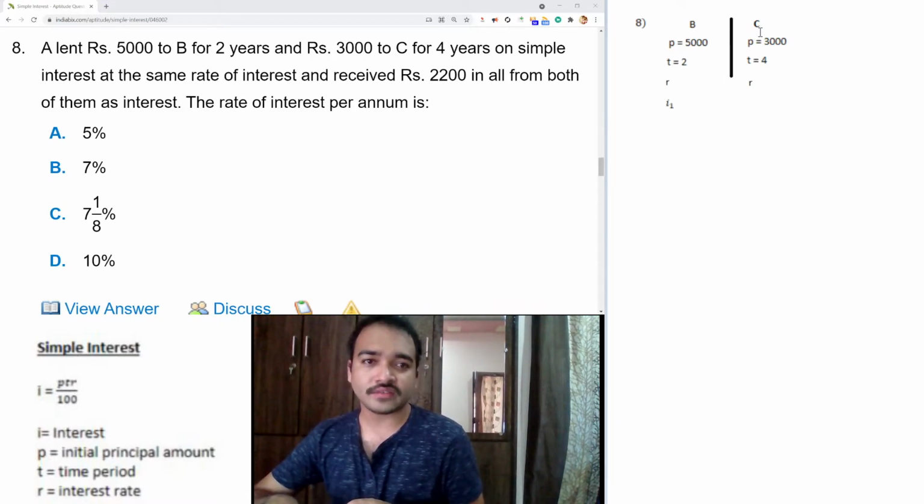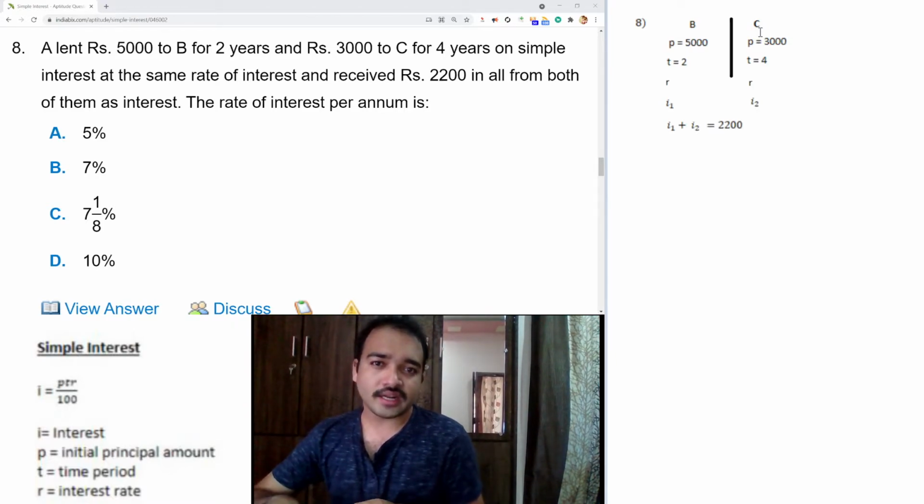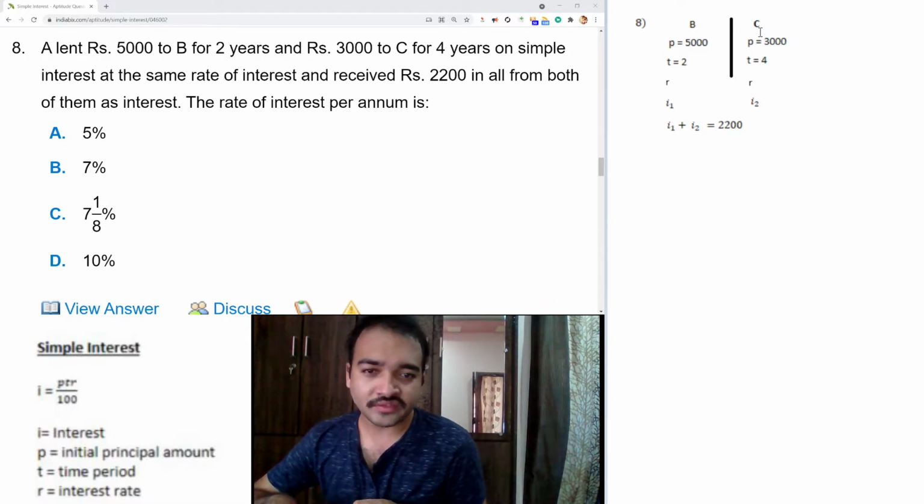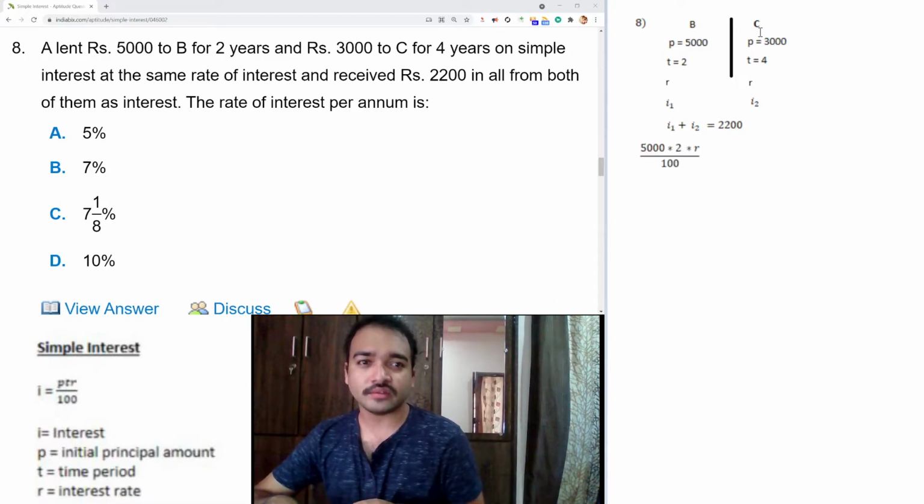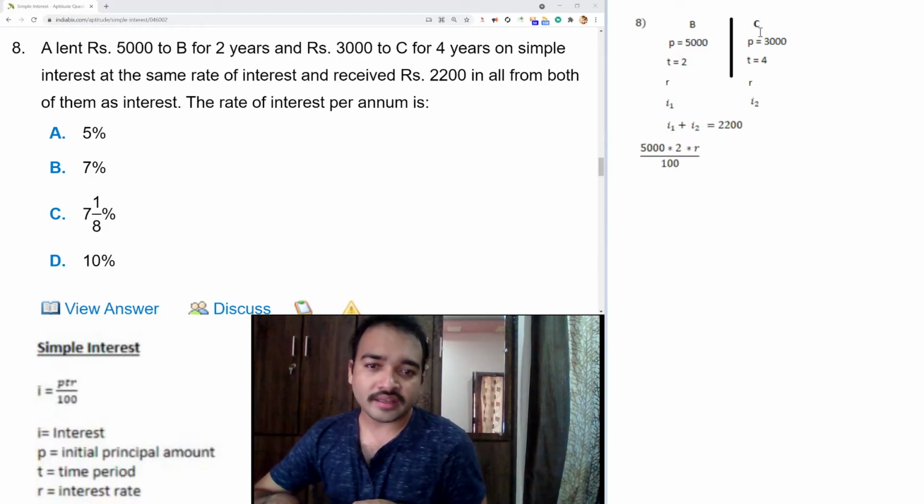Let us assume the interest received from the first one is I1, and from the second one is I2. Then I1 plus I2 is equal to 2,200. What is the rate of interest per annum? That means we need to find the R value. Substitute in the formula, I is equal to PTR by 100.